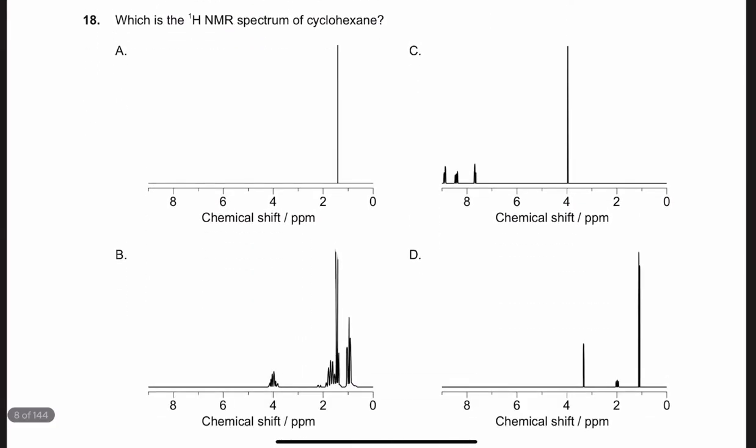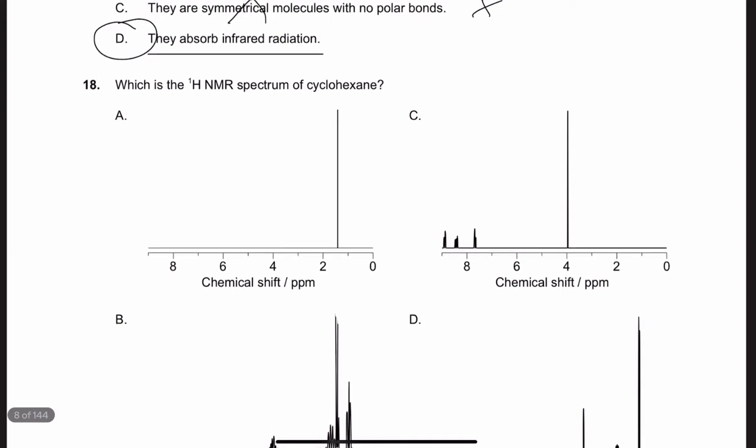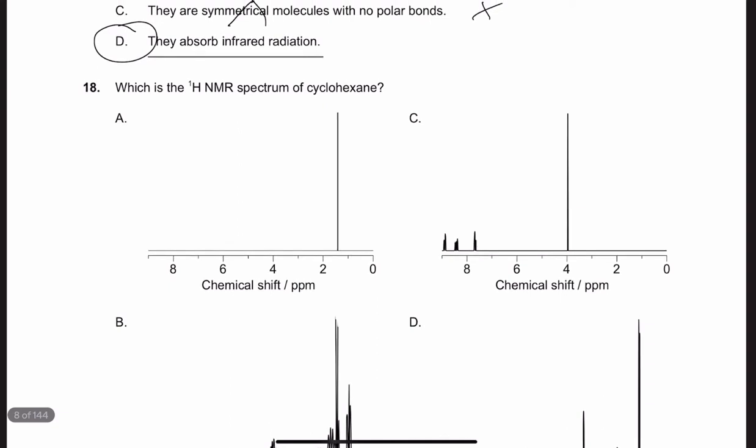Okay, 18. Which is the H1 NMR spectrum of cyclohexane? So what is cyclohexane? Well, you should know what it looks like, but I'll just draw it really quick so you can see it. There, 1, 2, 3, 4, 5, 6. Sorry for the bit distorted drawing, but it'll work.